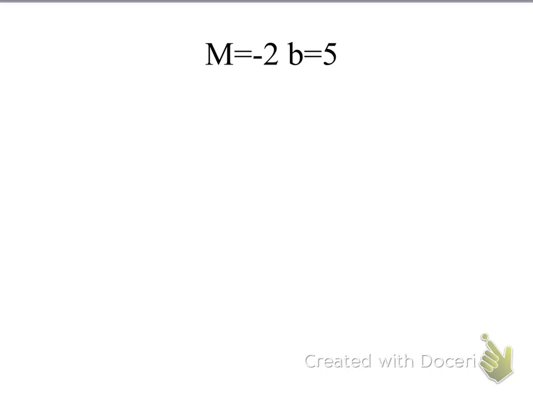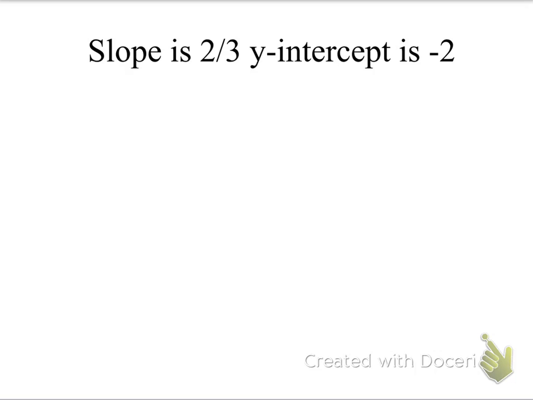Okay, I'm giving you your m and your b, so y equals negative 2x plus 5. Just fill them in. Again, I'm giving you your m because that's your slope, and your y-intercept, or your b. Okay, so this one would rise 2, run 3. It'd start on your y-axis at negative 2, rise 2 and run 3, so it would look something like that if we graphed it.